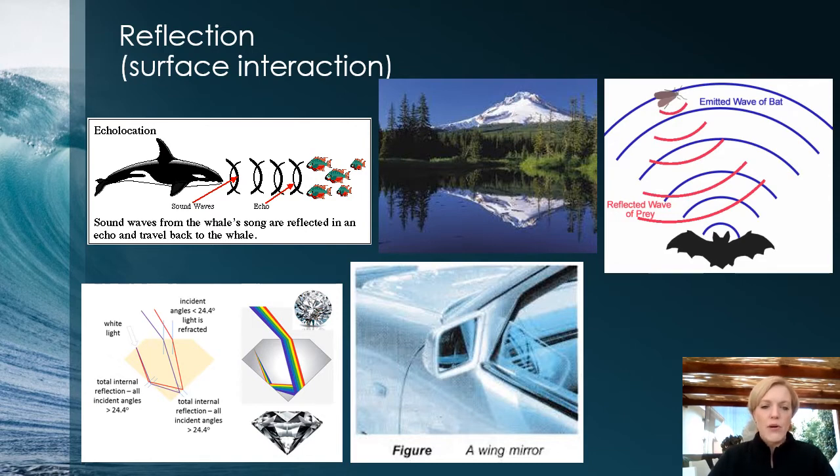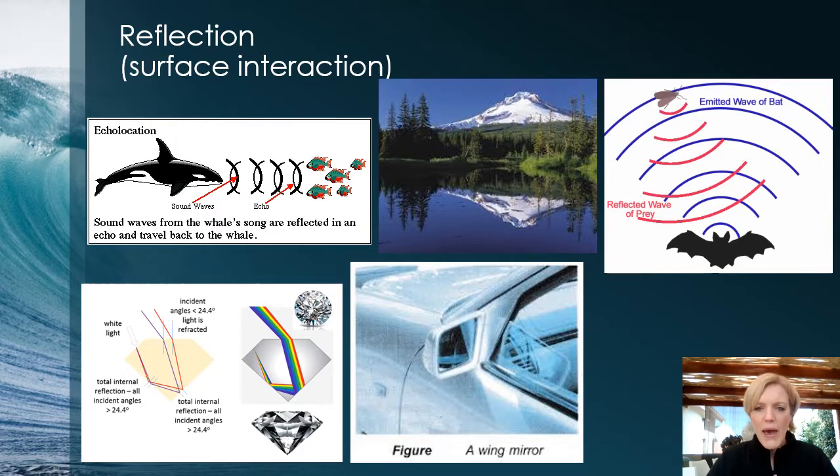I've put a few pictures up over here. The first one you can see is an orca whale. That is echolocation. Whales and dolphins and bats use reflection of sound waves to hunt their prey. The sound waves from the whale's song are reflected in an echo and travel back to the whale. What is important there is you can see that the sound waves are moving towards the right, towards the fish. And once they bounce off the fish, they travel back into the medium. It's not like they are going somewhere else or that they've disappeared. They are still in the medium. The medium is the water.